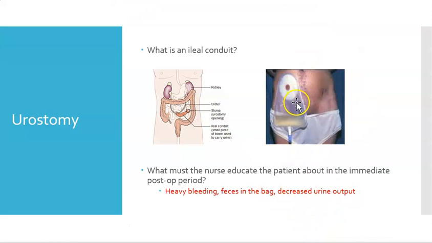Ileoconduit. So we've got an ostomy here. So you want to do education with your patient. In the immediate post-op period, you're going to be monitoring for bleeding, feces in the bag, because we don't want to have anything other than urine in that bag because it is a urostomy. Decreased urine output, so you're going to monitor their I&O, and then of course you're going to do stoma care on that.